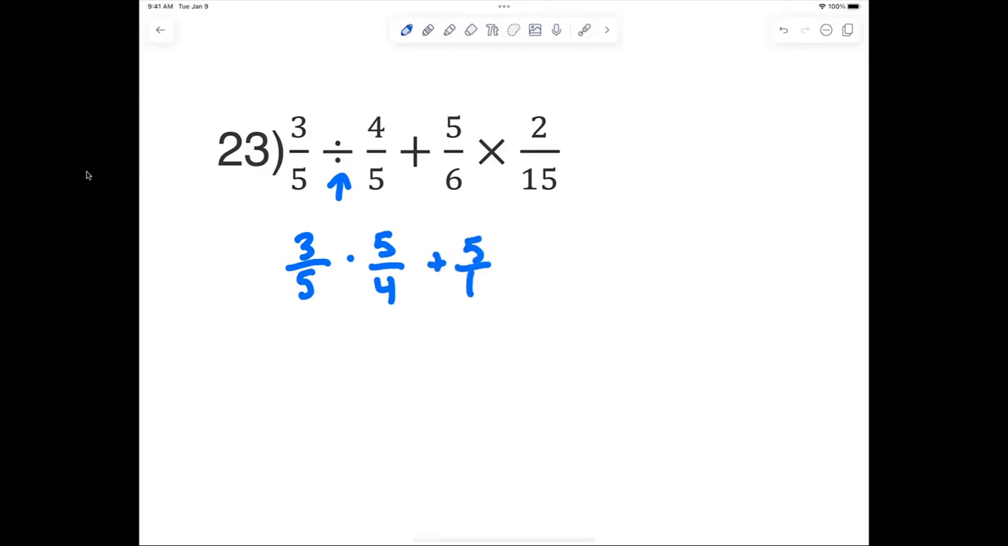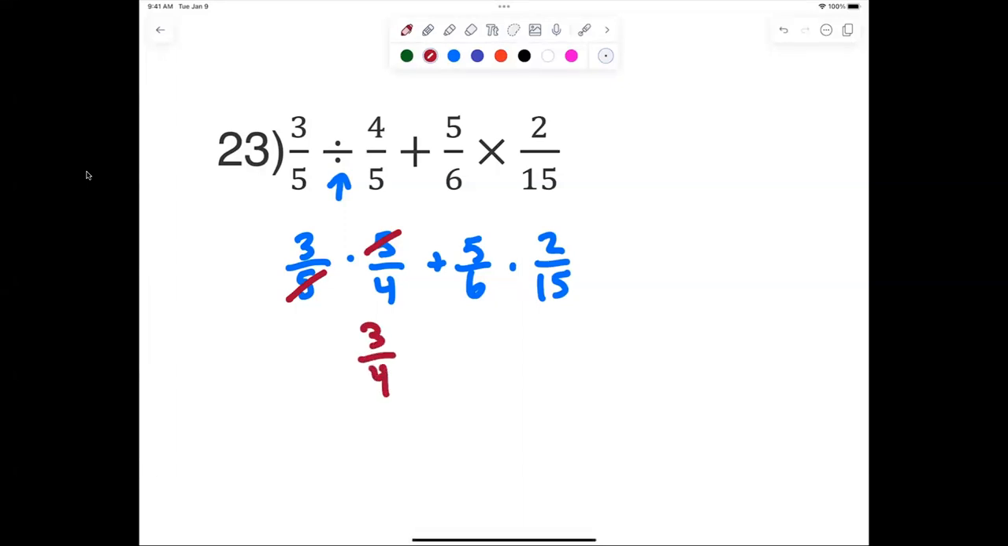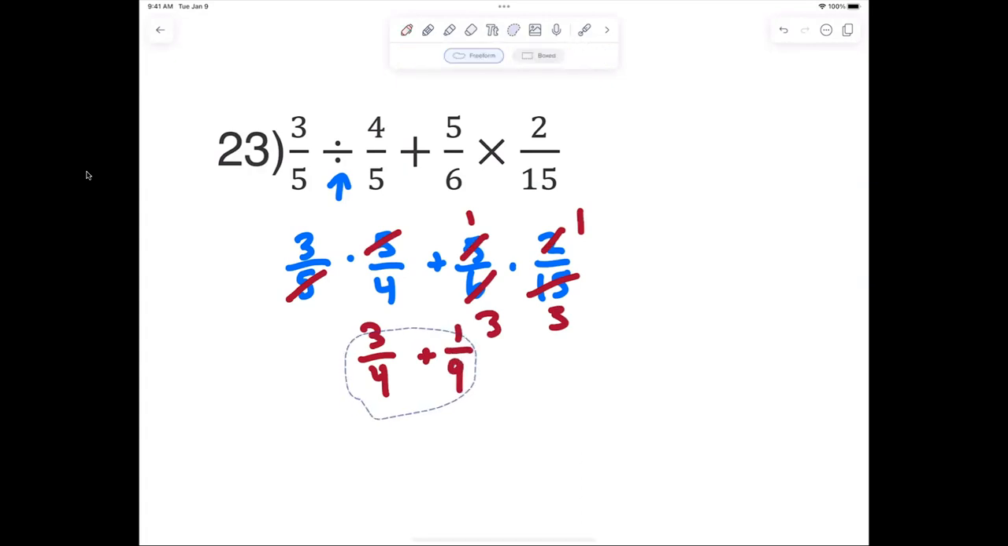Plus 5/6 times 2/15. Now we cross reduce. Does everybody remember that? Right, so here we go. 5 goes into 5, 5 goes into 5. So the fraction on the left is 3/4. 5 goes into 5 once. 5 goes into 15 3 times. 2 goes into 2 once. 2 goes into 6 3 times. So now we have 3/4 plus 1/9. Anybody have any complaints about that so far?